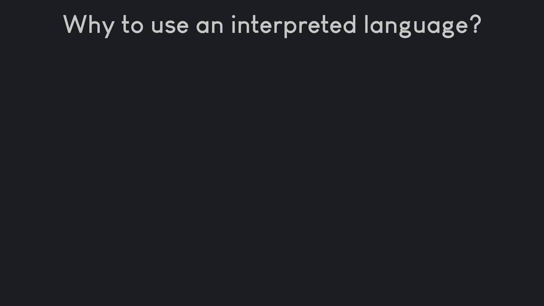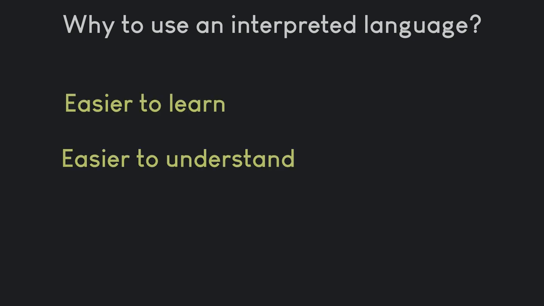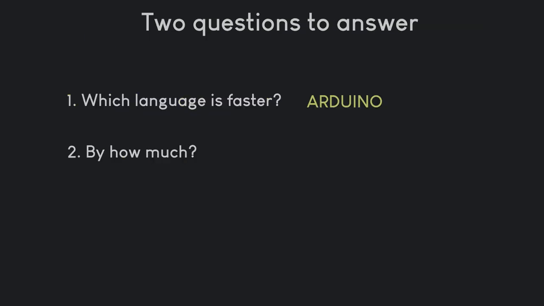But if interpreted languages are slower, why do we use them and why were they even invented? Interpreted languages are usually easier to learn and understand, and they are faster to develop with. This means that a program written in an interpreted language can be written faster than a program written in a compiled language. Now that we know why interpreted languages exist, let's answer the second question.